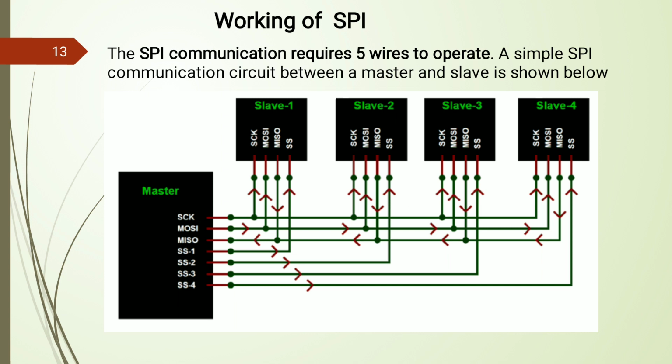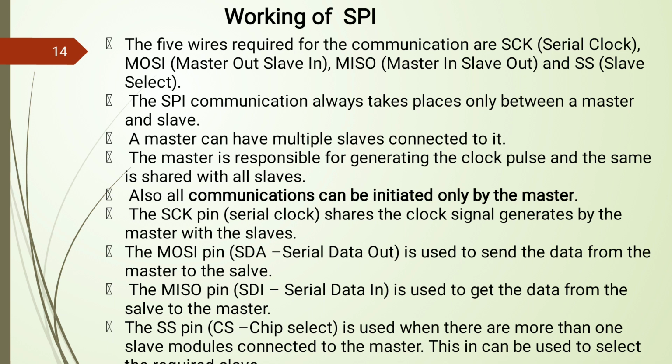Here in this block diagram, the arrow shows the direction of data, whether it is moving from master to slave or slave to master. After that, this is the SDA, that is master out, master in, as the SDA pin is mentioned in the pin diagram of the PIC microcontroller. Here SS, that is chip select, is used to select the chip.